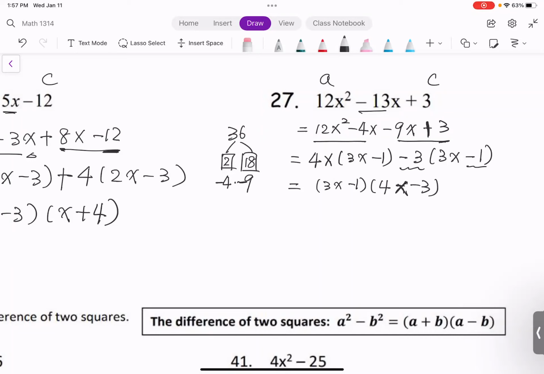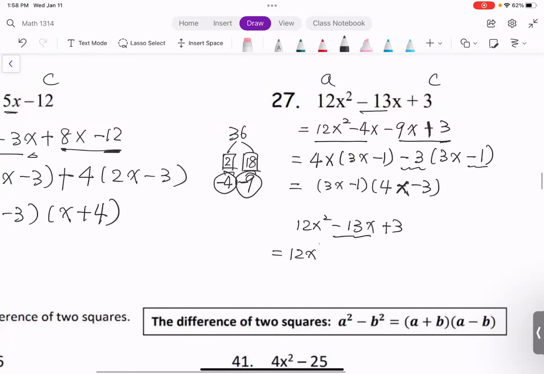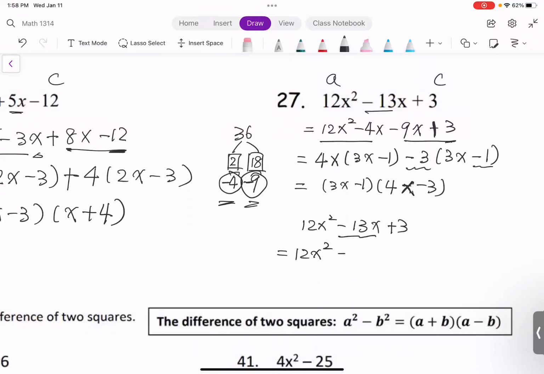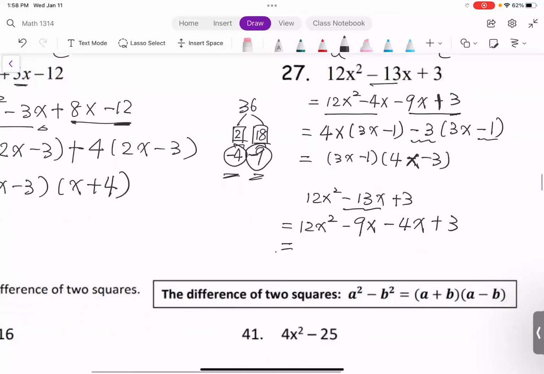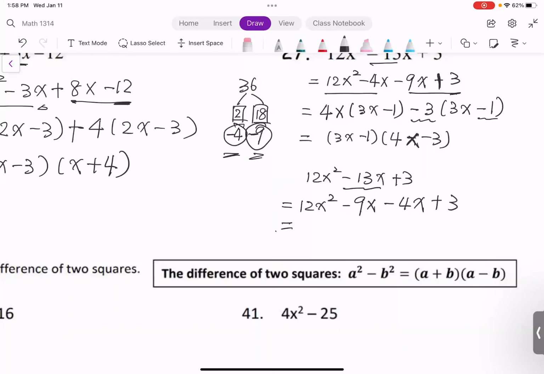So here is the question. I know that the multiplication of 36 is negative 4 times negative 9. When I break down the middle term, for example, I copy down the question 12x squared minus 13x plus 3, and I break down the middle term, if the order of the negative 4 and negative 9 is different, so we have minus 9x, then minus 4x, will the result be different? No difference. So let's see if they have the same result.